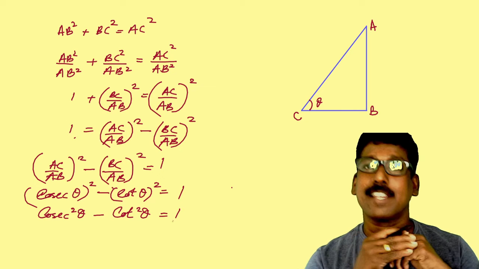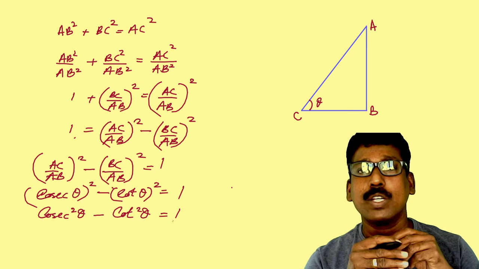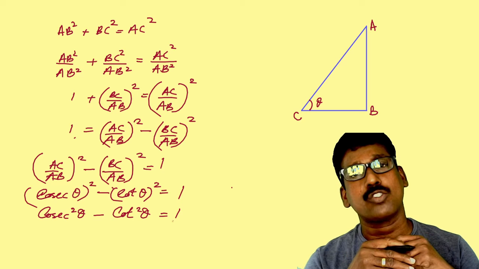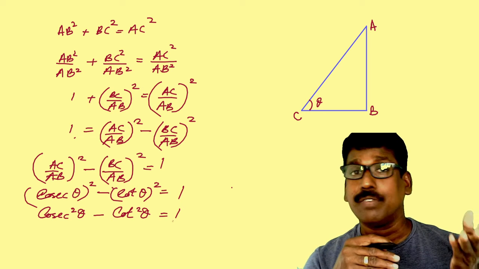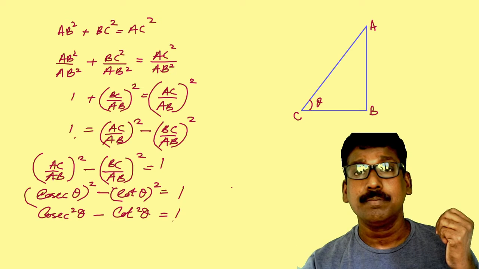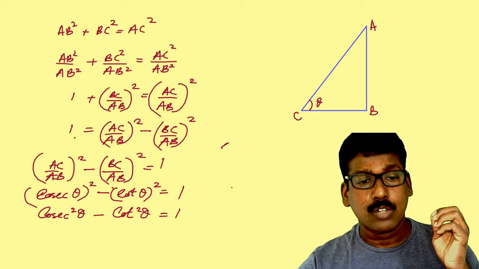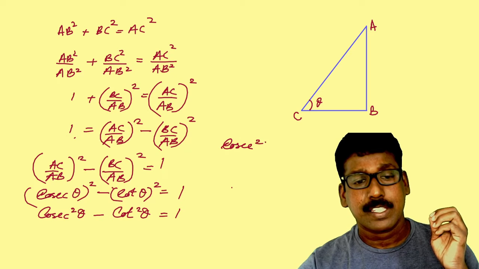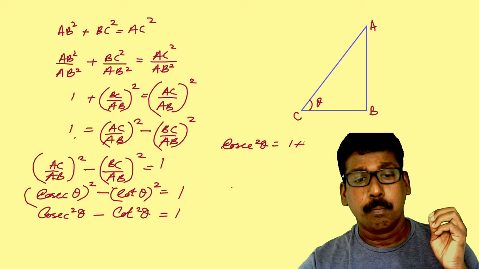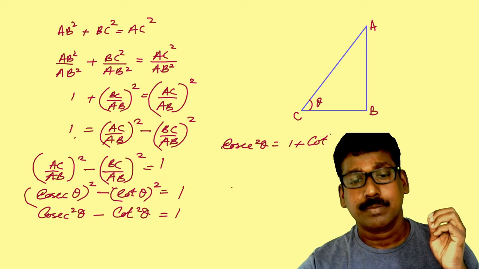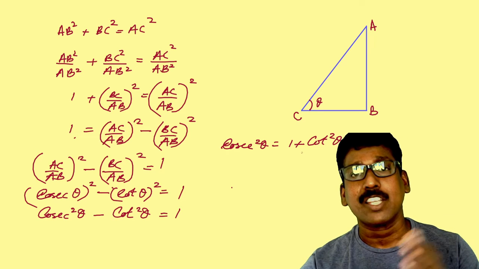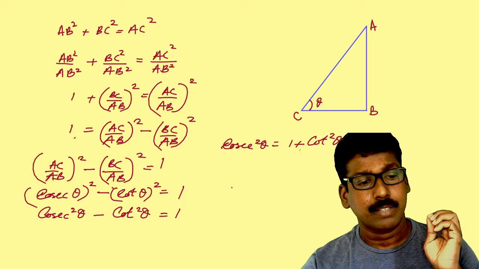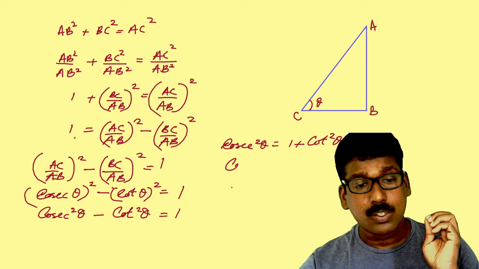So this is the second identity. Cosec square theta minus cot square theta is equal to 1. From this identity you can find out the value of cosec square theta. What is cosec square theta? Cosec square theta you can write as 1 plus cot square theta, because minus cot square theta while transposing will be plus cot square theta. If it is so, what is cot square theta?